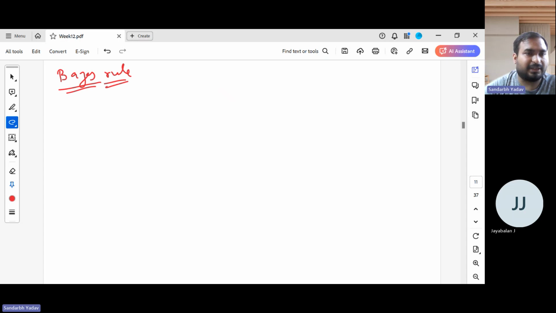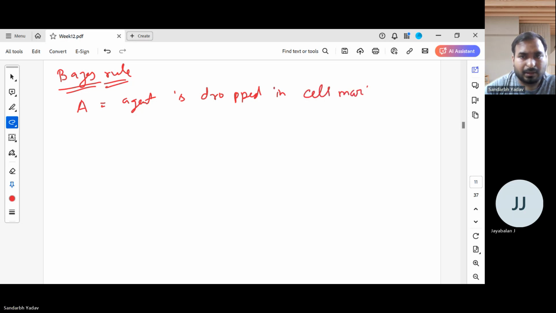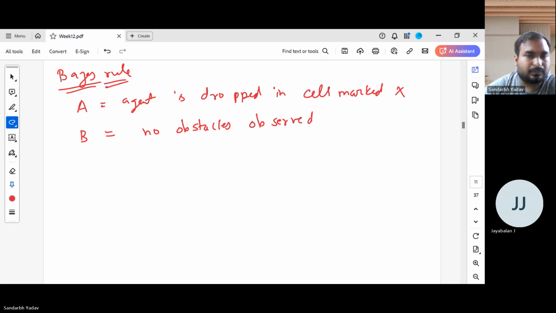So first, define the events. Let A be the event that the agent is dropped in the cell marked X, the middle cell. And let B be the event that no obstacles are observed. So these are two events.